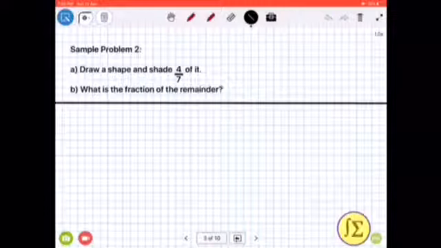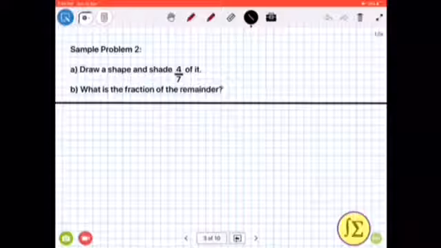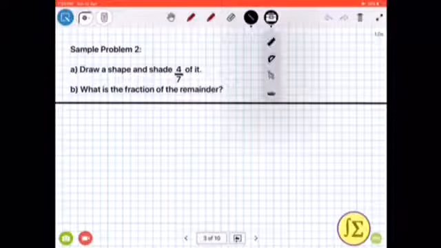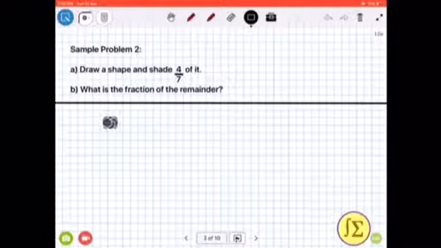It says draw a shape and shade 4 over 7 of it. You shouldn't rush and draw a rectangle. I'd rather draw a rectangle rather than a circle. As mentioned earlier, it's easy to graphically represent a fraction using a rectangle, but I wouldn't just draw any rectangle. Let's say, okay, let's say if we just go and draw a rectangle like this.